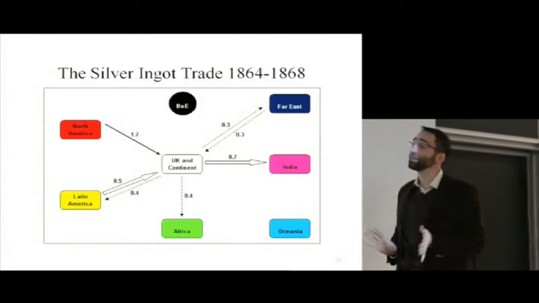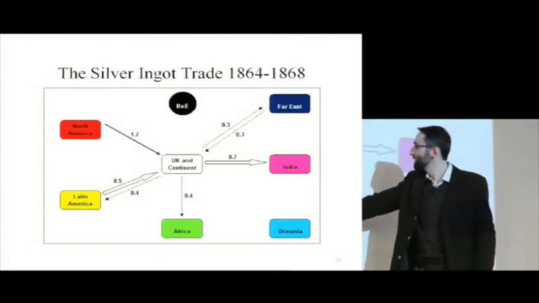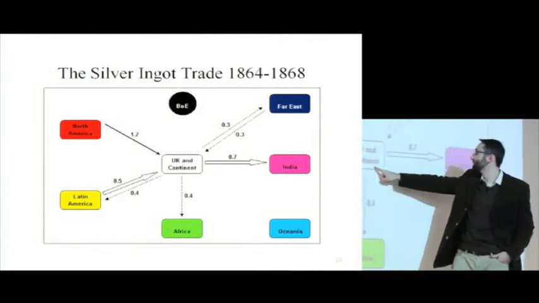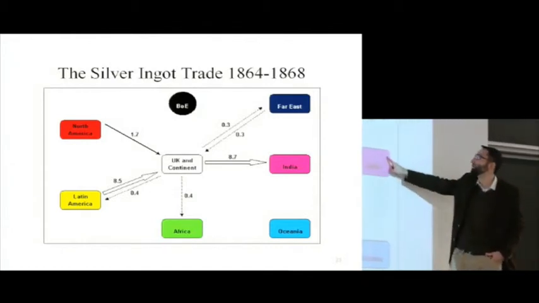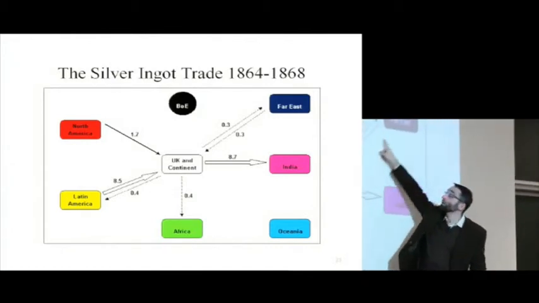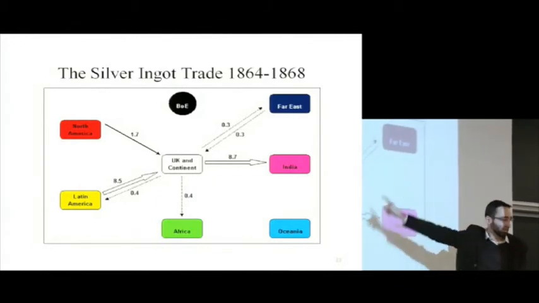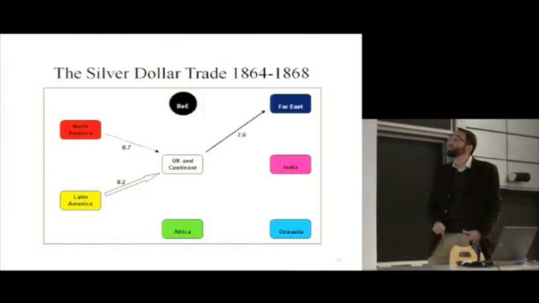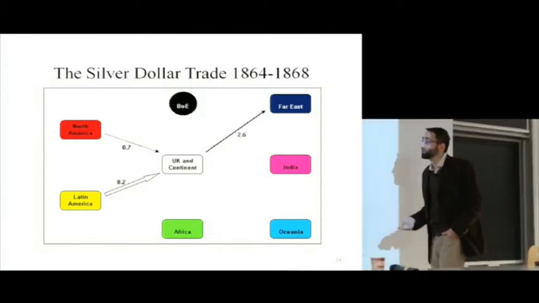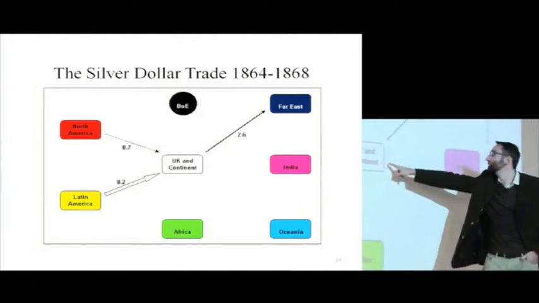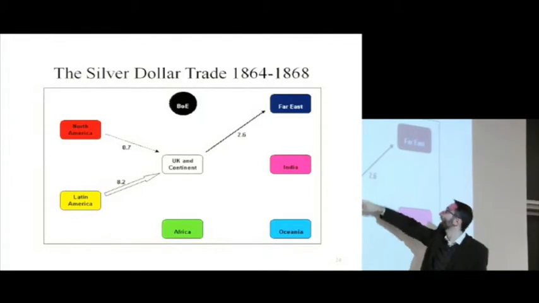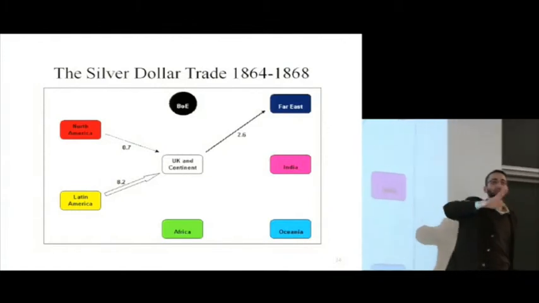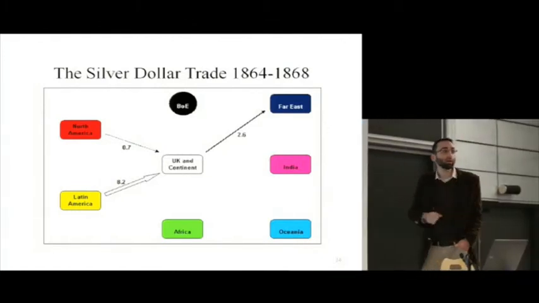So for example, this is the silver ingot market, and we see that in general we have a lot of supply from Latin America, which is reshipped mainly to India, and very little trade in silver ingots with the Far East. Now, if we look at the silver dollar, we see a fairly different picture. The supply is always from Latin America, but then you have everything that is re-exported to the Far East and almost nothing to India. So you have very specialized, segmented trade flows.